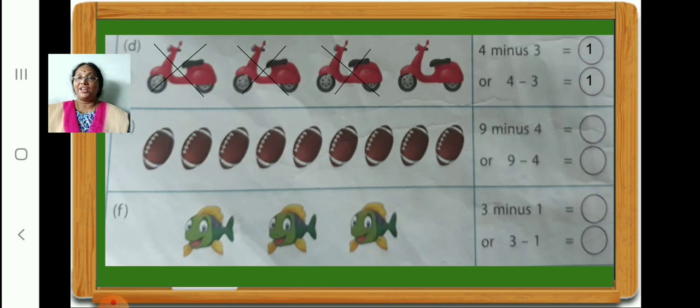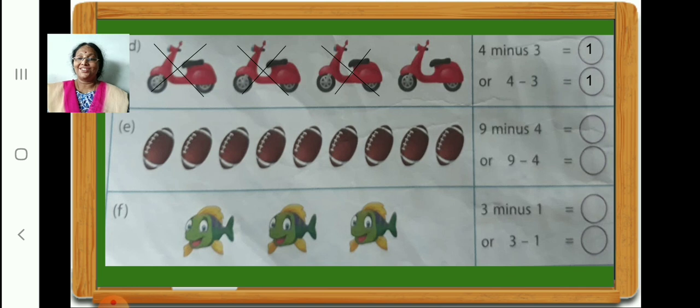Here children, we have to minus 4 from 9 baseballs. So let us cross 4 baseballs. 1, 2, 3, 4. Now count and see how many baseballs are there. 5. Therefore 9 minus 4 is equal to 5. Write 5 in the circle children. Or 9 minus 4 is equal to 5. So write again 5 in the circle. Very good. Now let us do question F.